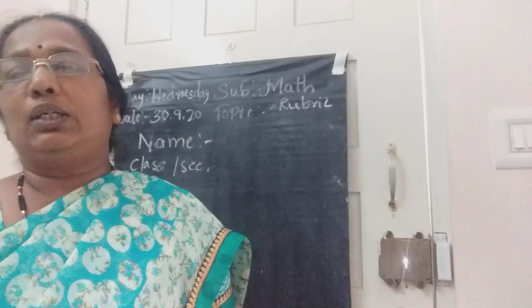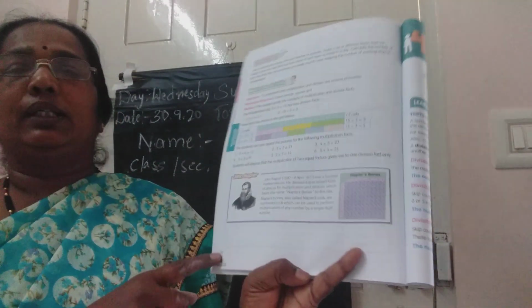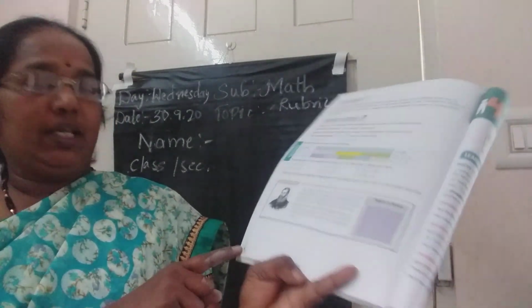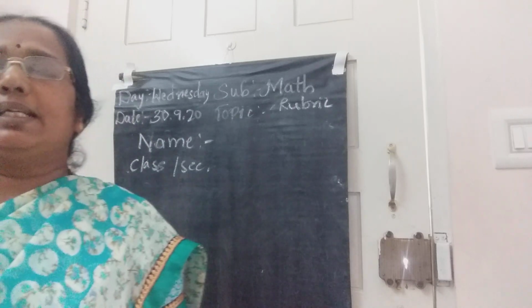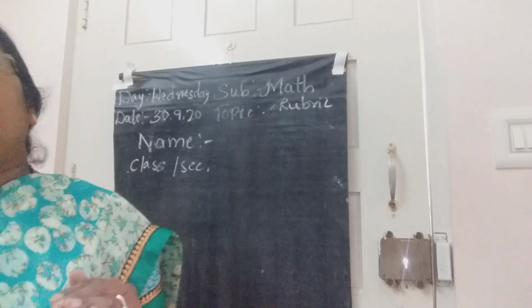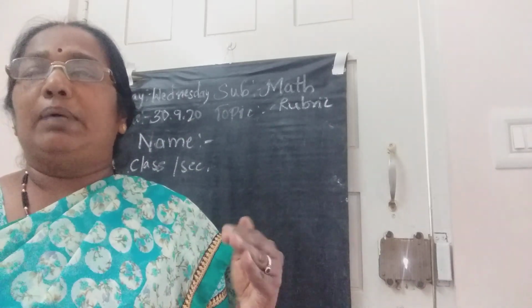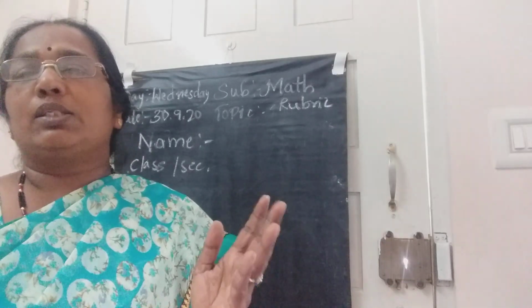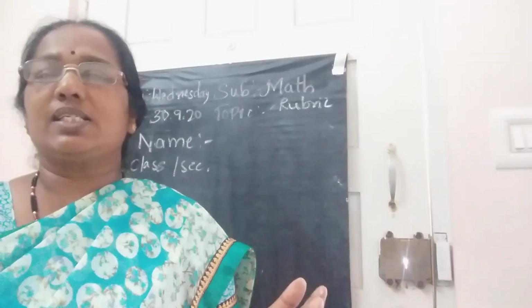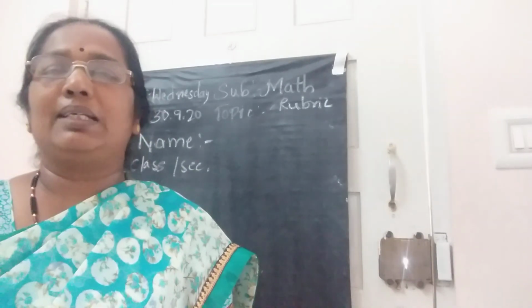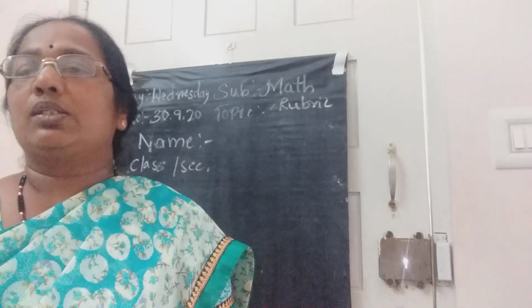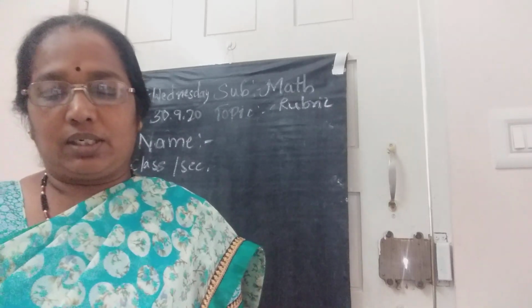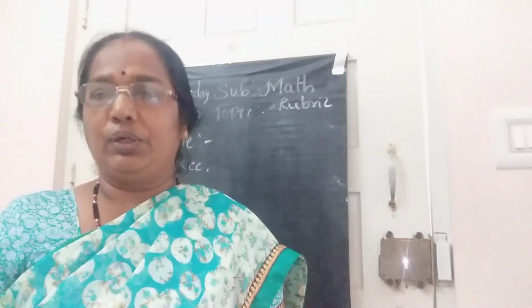See, this activity is on page number 82 in your math textbook. This activity is to show the reverse process of multiplication and the reverse process of division. Division is a reverse process of multiplication, and multiplication is a reverse process of division. Here they have showed you how to do it.